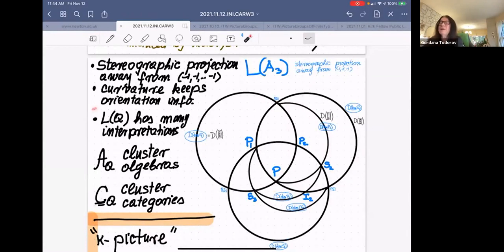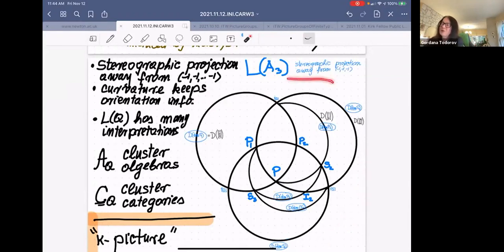And now, an important thing that we will also be using is the curvature. So we do this stereographic projection, and then we can see curvature on this picture, and curvature keeps information about orientation. So whether it's curved this way, this will be the positive side, this will be the negative side. So the normal orientation of the hyperplanes is preserved on this projection picture.